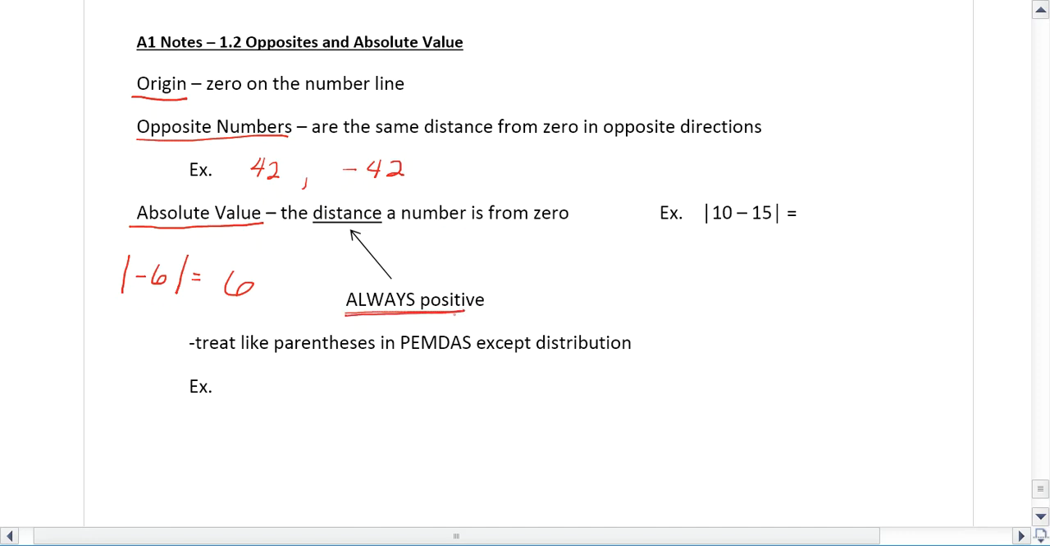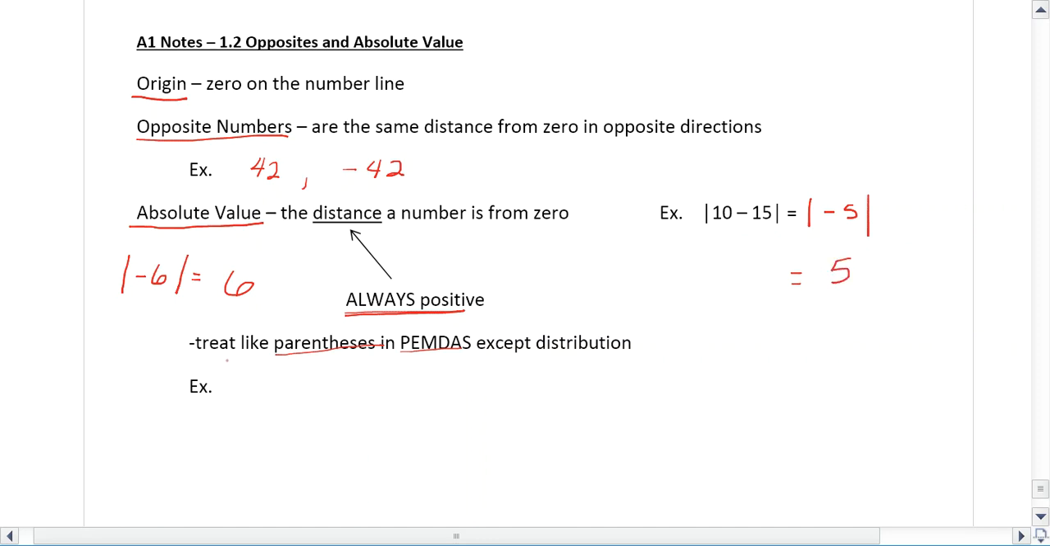Again, it's always positive. An example over here is asking us the absolute value of 10 minus 15. Well, in PEMDAS, you treat absolute value like it's parentheses, and you do what is inside the absolute value first. So in our example here, we would take 10 minus 15 first, which is negative 5. And after you're done with the operations inside the absolute value, that's when you take the absolute value of that number, and that would be positive 5.